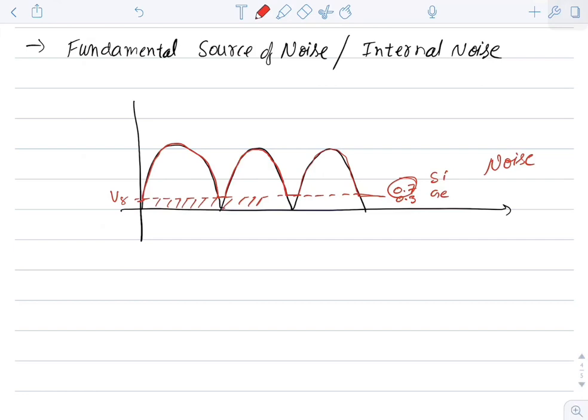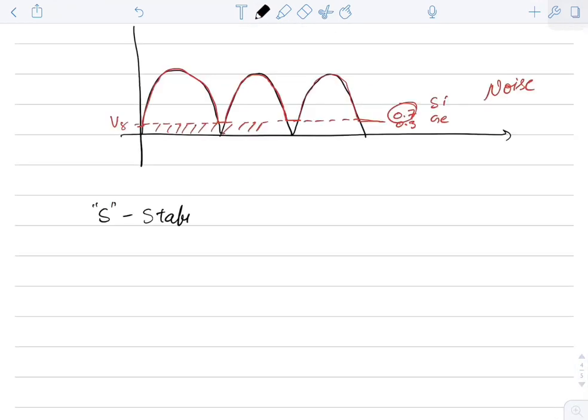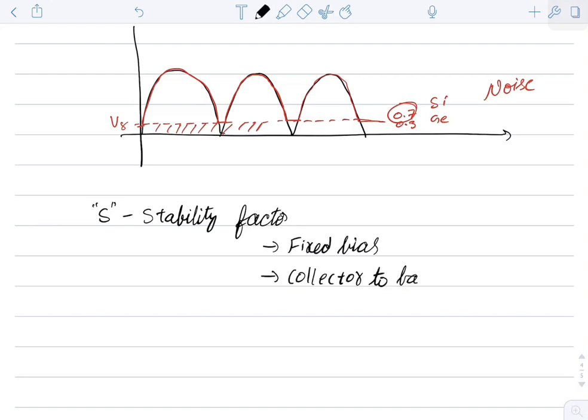Let me remind you of one more example. Let us suppose you designed an amplifier, and an amplifier will have a parameter called S, which is the stability factor. If the stability factor is good, then the output of the amplifier is good, that you already know. But you have different types of biasing techniques: fixed bias, collector to base bias, and self bias. You know that the self bias technique will give you the best stability factor when compared to the above two. If the stability factor is good, definitely the output will be good.